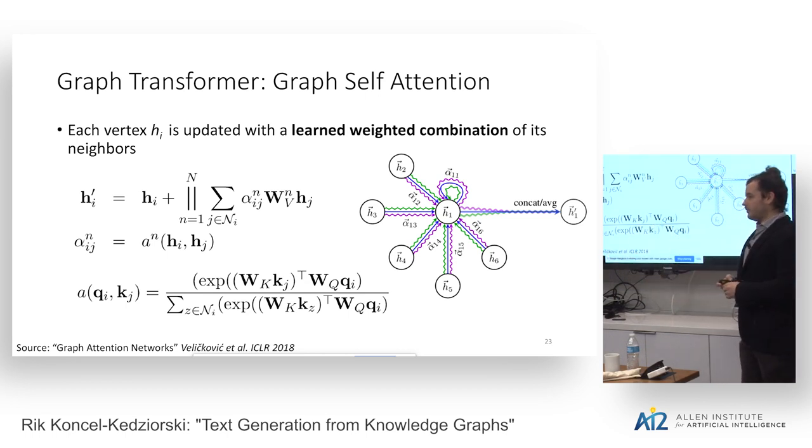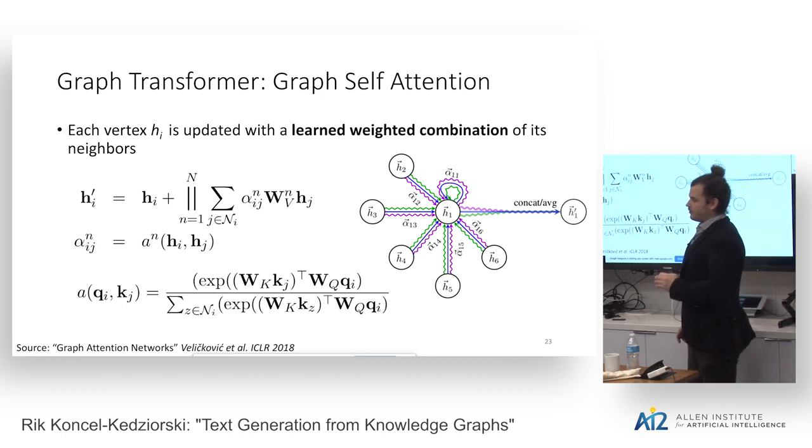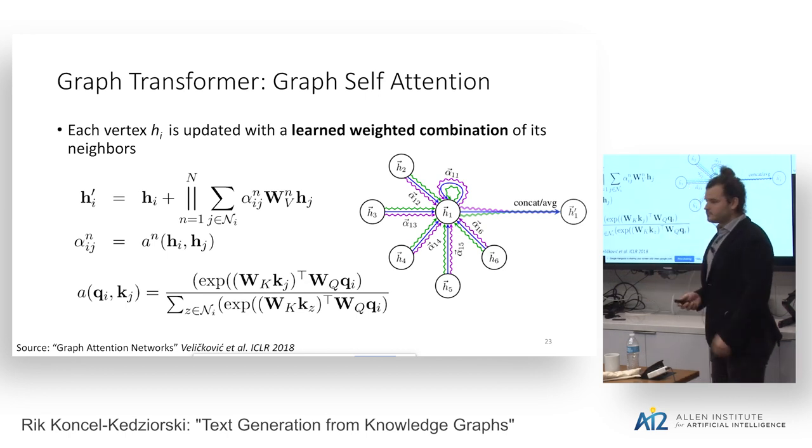Yes? Do you also encode different types of relations? So the transformer works over unlabeled graphs only. I will show you in a bit how we take a labeled graph and convert it to an unlabeled graph so that relations are vertices in this graph.